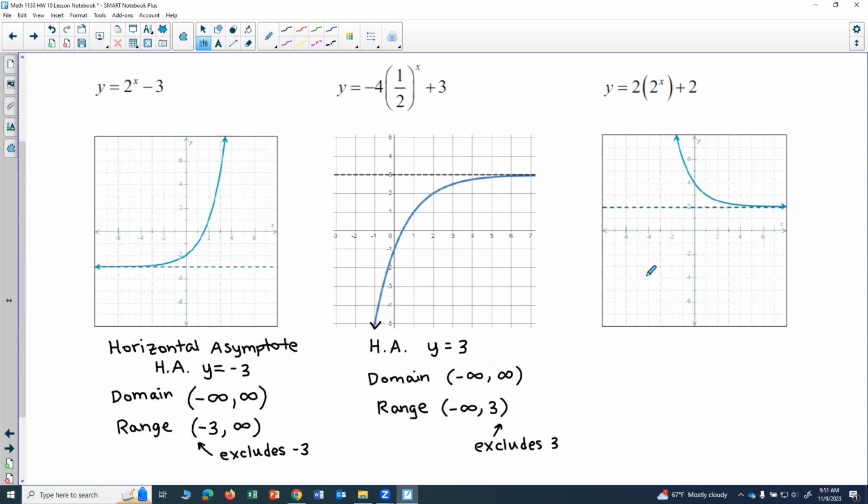Here's our next one. y equals 2 times 2 to the x plus 2. So our horizontal asymptote is the dotted line that's shown. And we can see that happens at y equals 2.